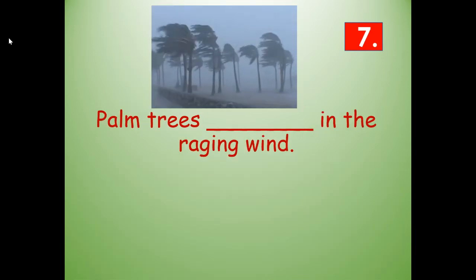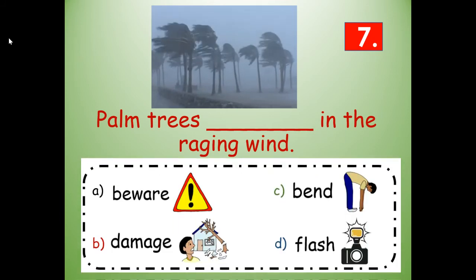Number 7, palm trees blank in the raging wind. Palm trees beware in the raging wind. Palm trees damage in the raging wind. Palm trees bend in the raging wind, or palm trees flash in the raging wind. What makes sense given our picture clues and where the word is in the sentence?